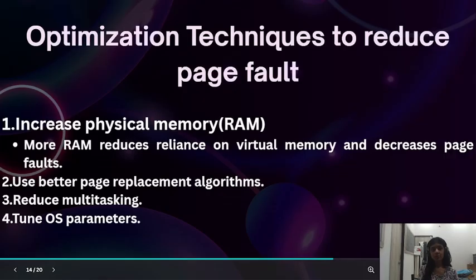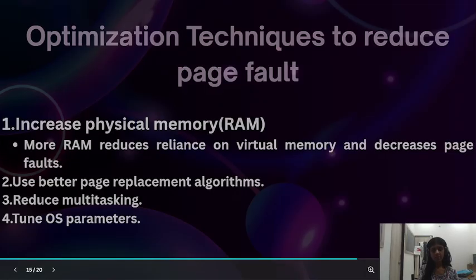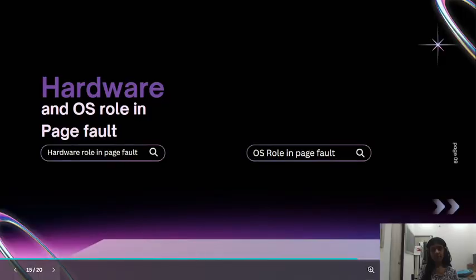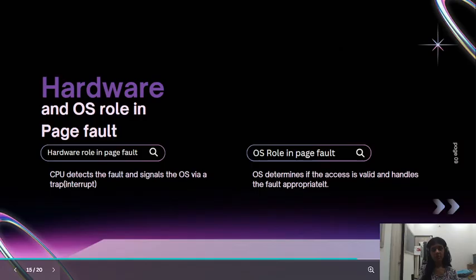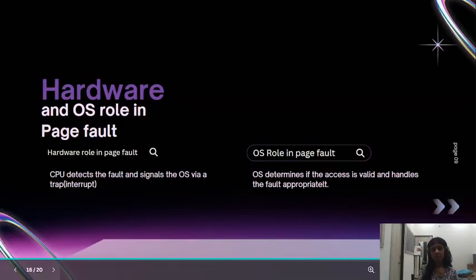Optimization techniques to reduce page faults. Increase physical memory, use better page replacement algorithms, reduce multitasking, tune OS parameters. Hardware and OS role in page fault. CPU detects the fault and signals the OS via trap, and then the OS role in page fault. OS determines if the access is valid and handles the page fault appropriately.